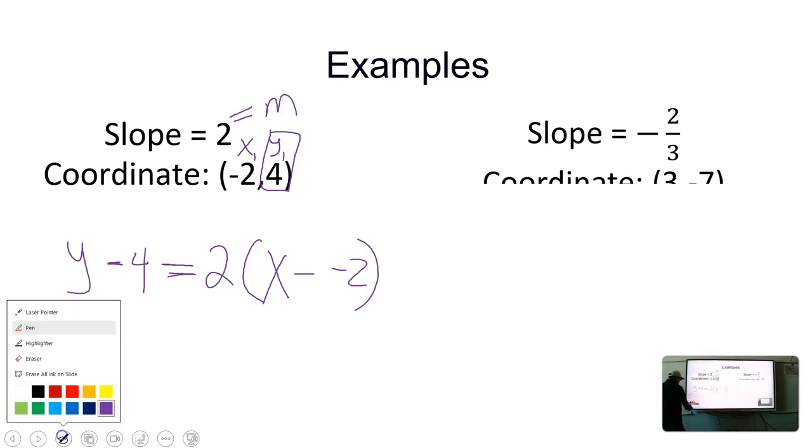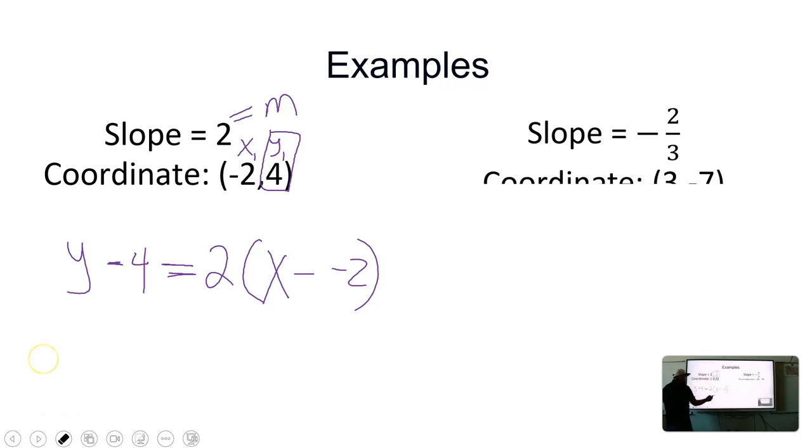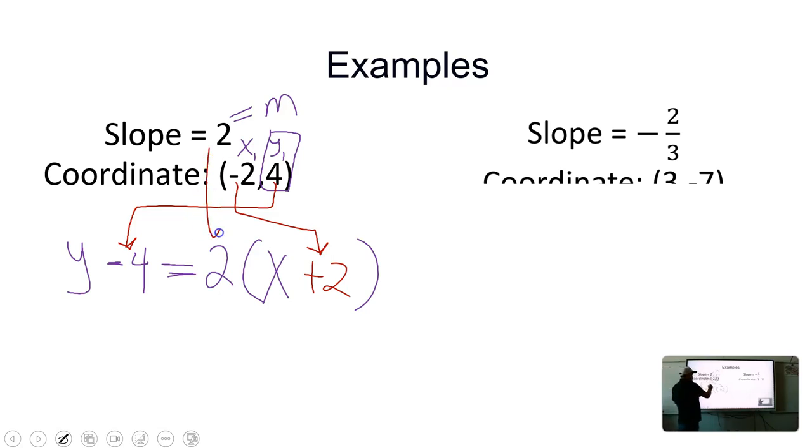And then we would put minus negative 2. But minus negative 2 is just the exact same thing as saying x plus 2. So notice the 4 is a minus 4 and the negative 2 is a plus 2. So one way to think about it is you're writing down the opposite of the coordinate that they give you. Okay? And then the slope obviously always goes right here in front of your parentheses.